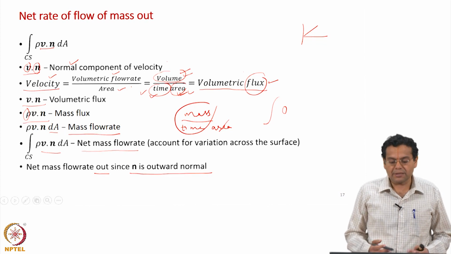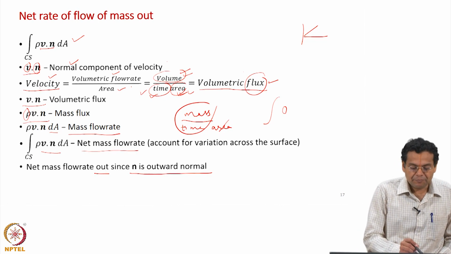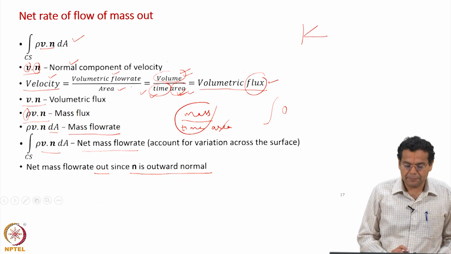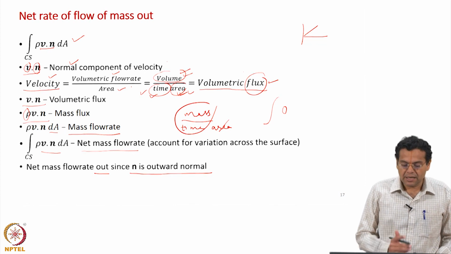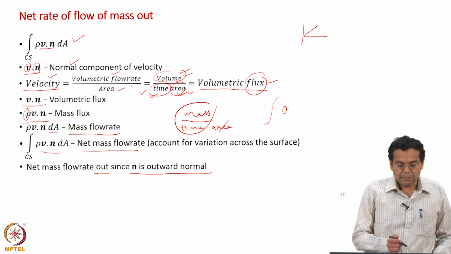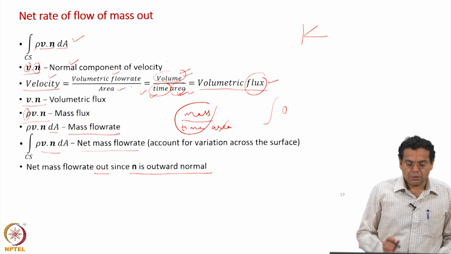Okay. So, that is how we interpret this integral, rho V dot n dA. Just quickly to summarize, V dot n is the normal component of velocity, velocity is volumetric flux. So, V dot n is volumetric flux accounting for that normal component, multiply by rho you get mass flux, multiply by area you get mass flow rate.